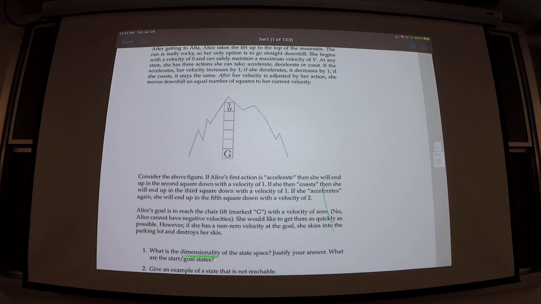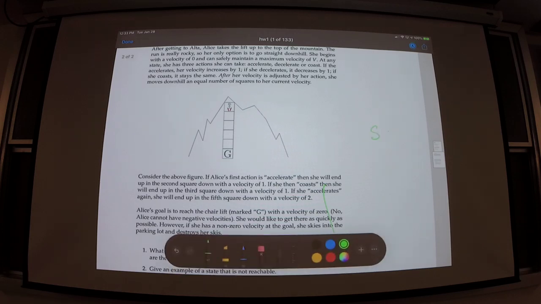Which square they're in? So we need to know which square, some notion of square. And there's one more component that we need: velocity. Okay. Is this sufficient to answer the question, is this state a goal? If we know these two values for a given state, can we say yes goal or no goal? Okay, good. That's not the whole story.